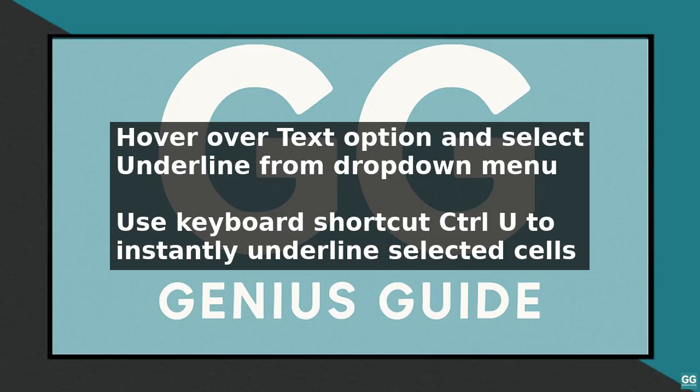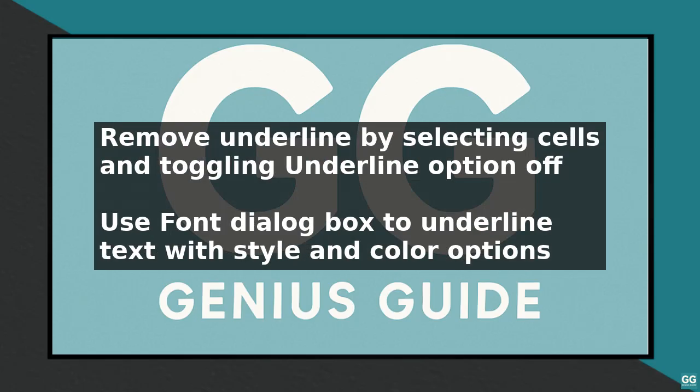If you want to remove the underline, simply select the cells again and go back to the Format tab. Hover over the text option, and from the drop-down menu, select Underline again. This will toggle off the underline, removing it from the selected cells.